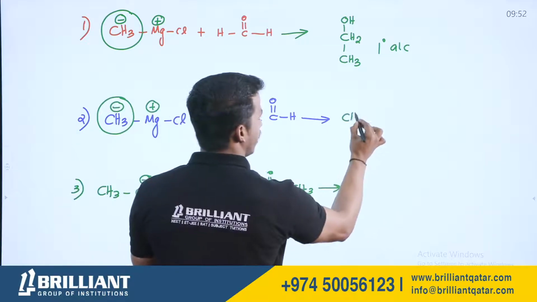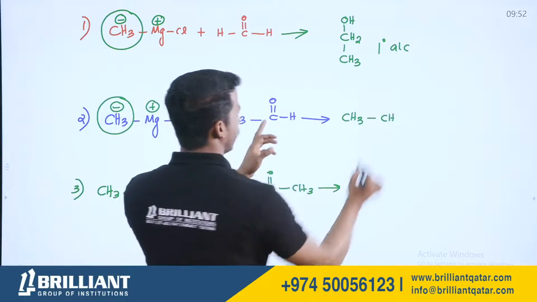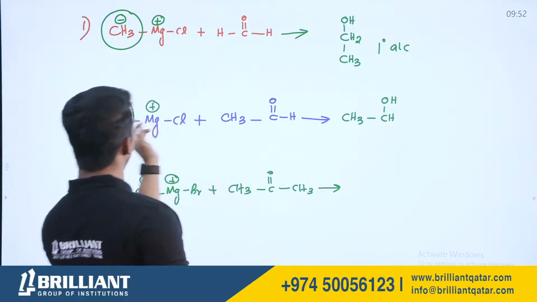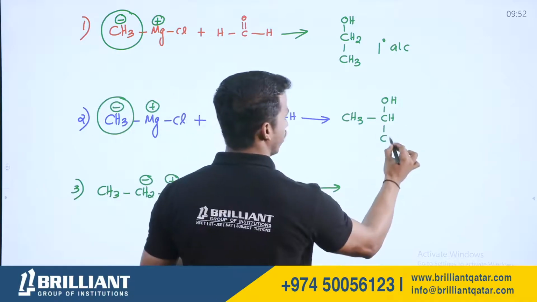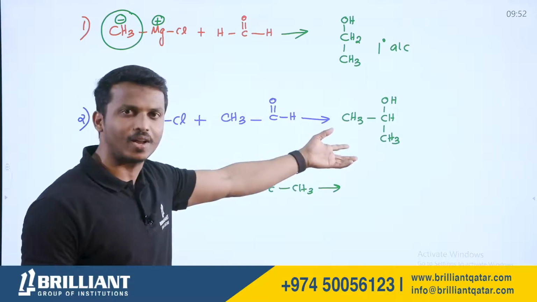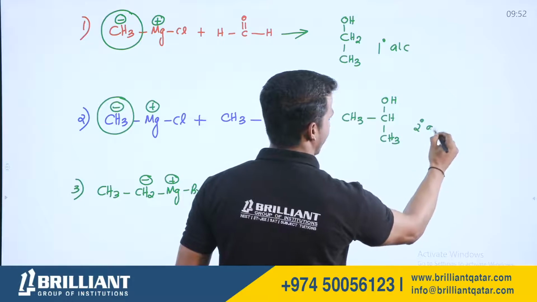So what is the product? CH3, this is CH, and this O finally changes to OH. To this carbon, what group is attacking? This CH3 is attacking. All of you check it. This is the same product you got in the previous example. Is this a secondary alcohol? Yes, the alcohol-connected carbon is directly connected to two carbons, so it is a secondary alcohol.